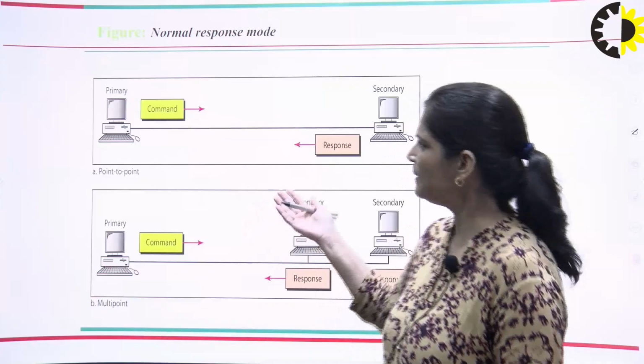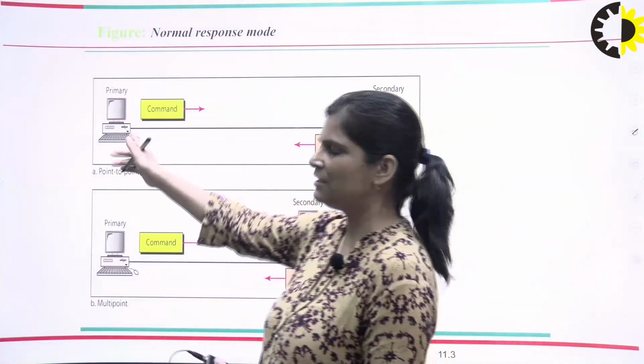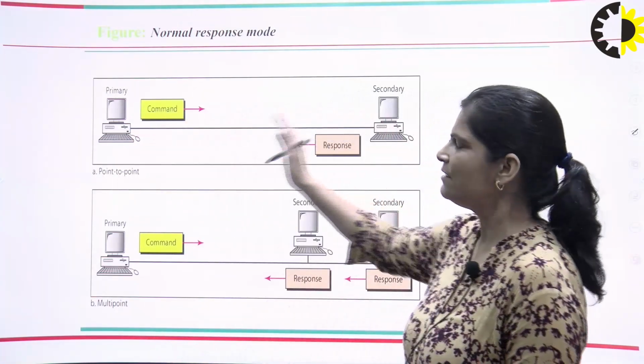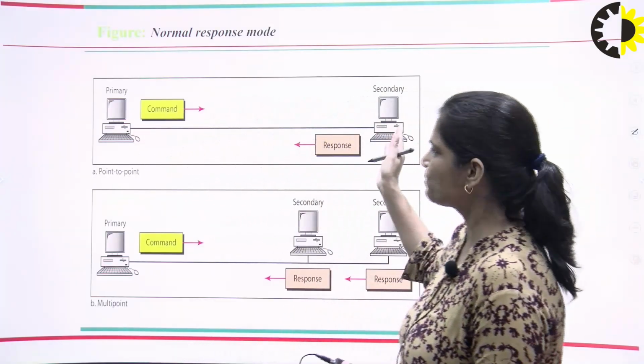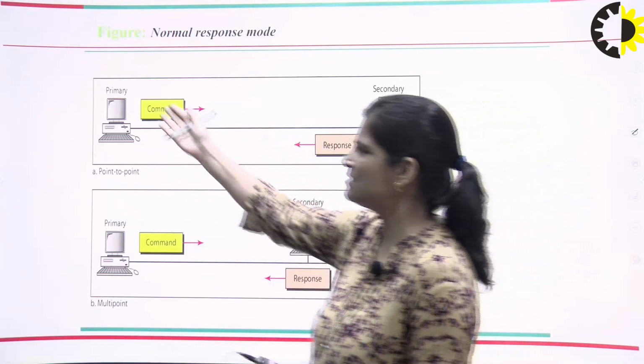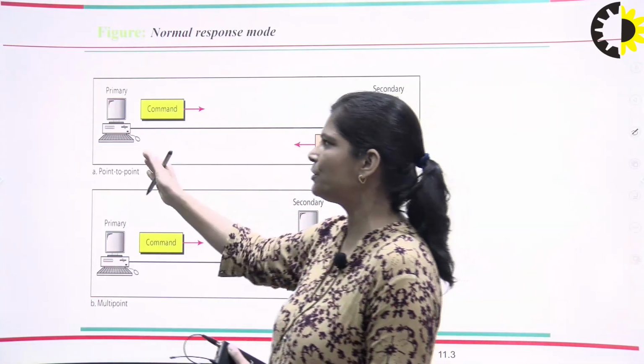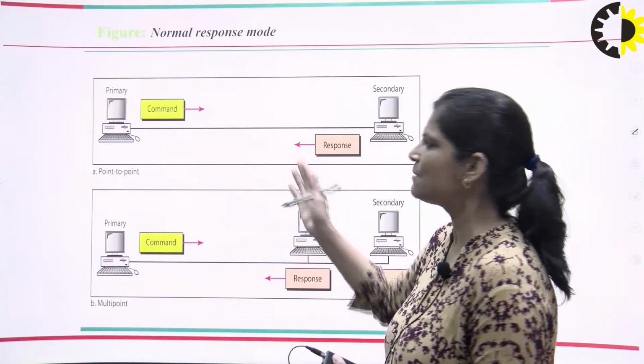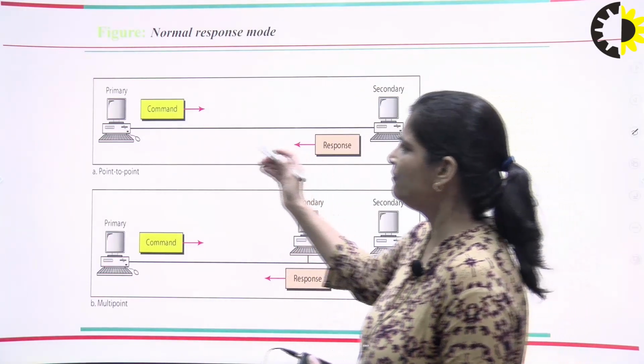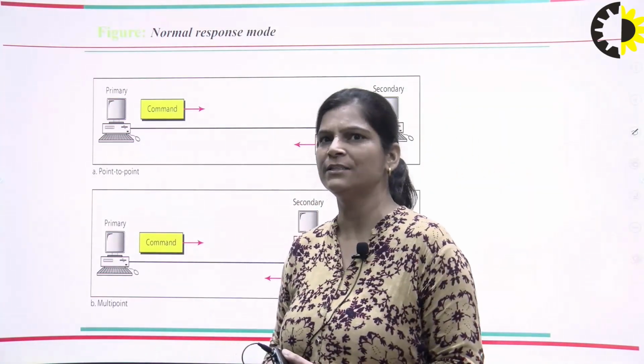First we will discuss how we send data from sender to receiver. It may be point-to-point, which means one sender and one receiver, where we send a command request from the primary, that is from one node to another node, and we get a response from that computer back to the primary computer. This is point-to-point communication, communicating from one computer to another computer only.